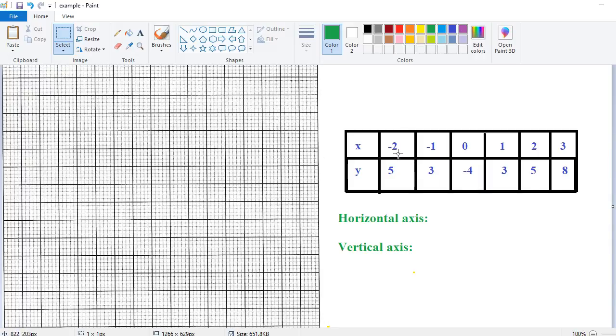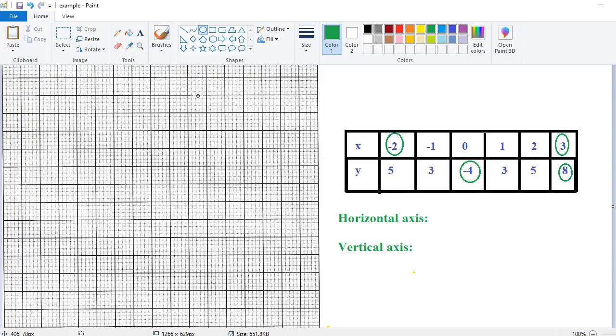Alright, so looking at our x, we want to know what our minimum values are again, and we also want to know what our maximum values are. So our minimum value on our x is minus 2, our maximum value is 3. Our minimum value on our y is negative 4. And our maximum value is 8. So we know we need to cater for negative values as well as positive values on both our x and our y axis.